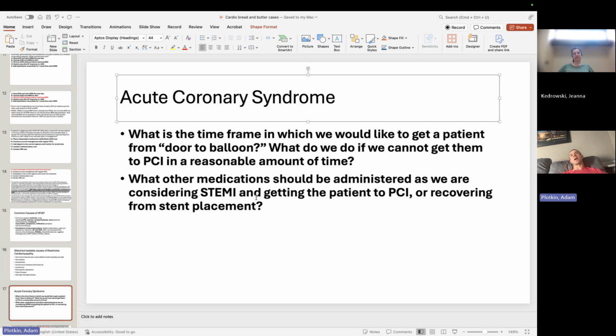What else? Think about if a patient has a heart attack, what do you hear the EMTs always tell the patient? Do you know? Usually chew on something. Oh yeah, and aspirin. Yep. So we'll give them aspirin. We'll give them a lot more than just the chewable 81. We'll give them 325 milligrams of aspirin.